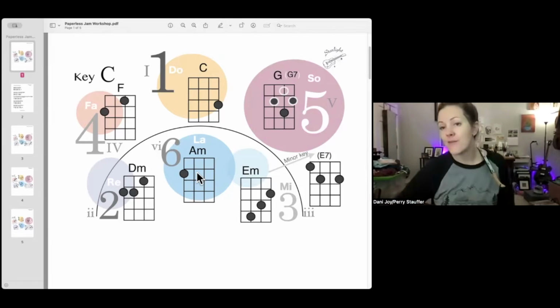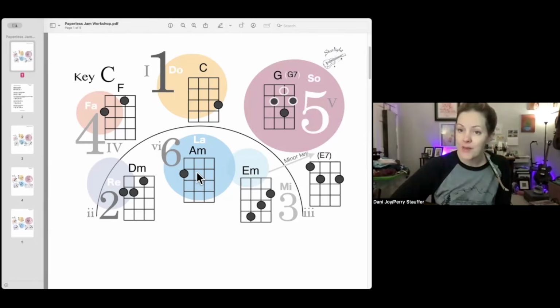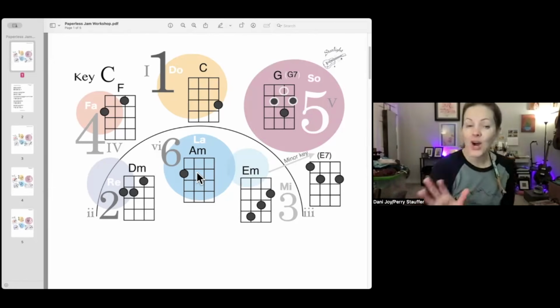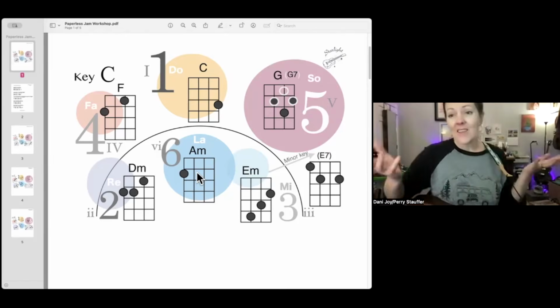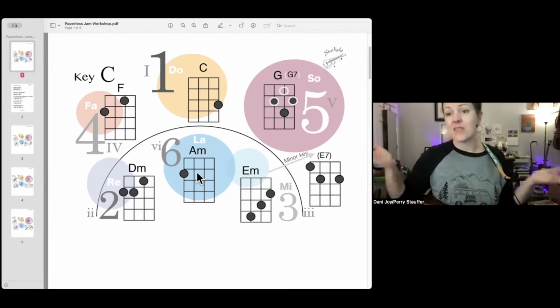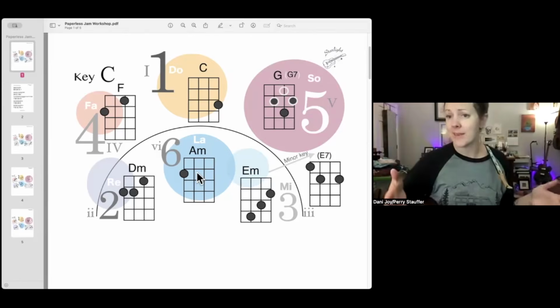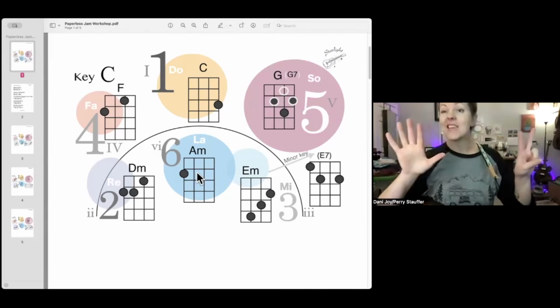Now there is a number 7. It's the diminished, the B diminished. But we don't need to worry about that because all of the pop songs we use don't use the 7th degree of the scale. I used to have it on my card, and then I showed these cards to Daniel Ho, and he said, I just teach it as a 6-chord scale. I don't even teach the 7th chord, because by the time you get to the 7th chord, you're into jazz music, and you probably don't need something like this anymore, right? So we won't even use the 7th: do, re, mi, fa, sol, la, ti.